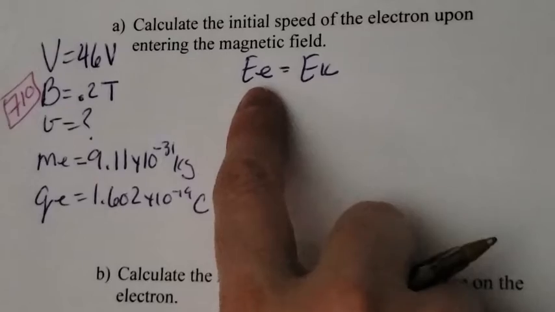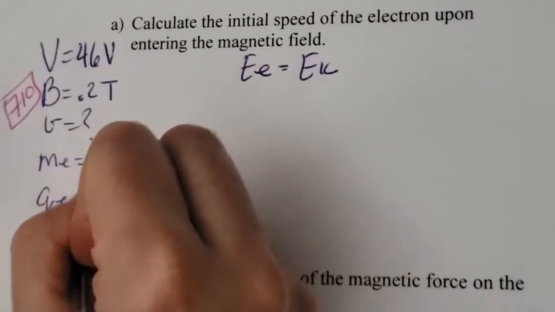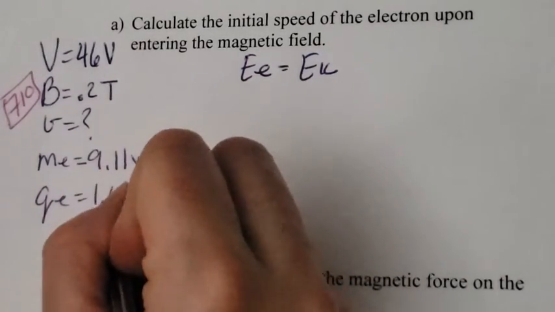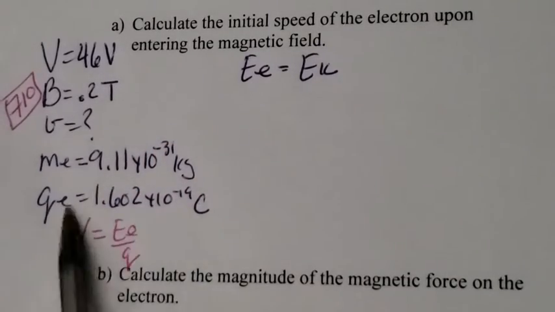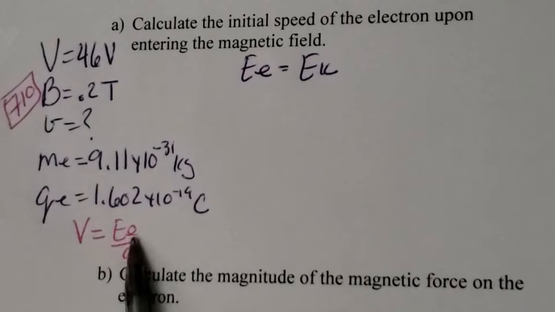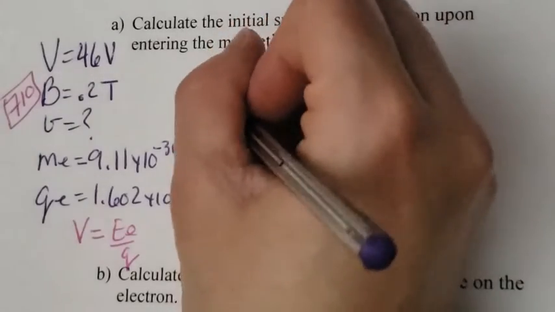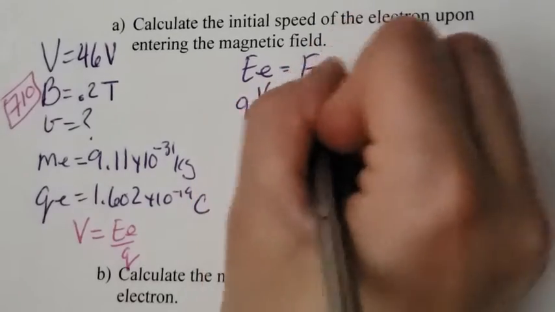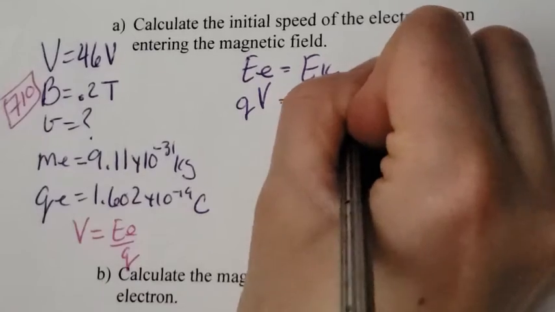Now, let's think about my formulas with electrical energy. I know that the definition of voltage, electrical potential energy, is equal to how much energy per unit charge. So if I rearrange this formula for EE, I get EE is equal to QV. So I'm going to substitute that in. So up here, I'm just going to write down Q, capital V, because that's voltage, is equal to my formula for kinetic energy, which is 1/2 mv squared.